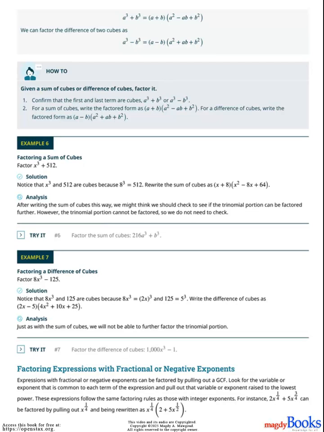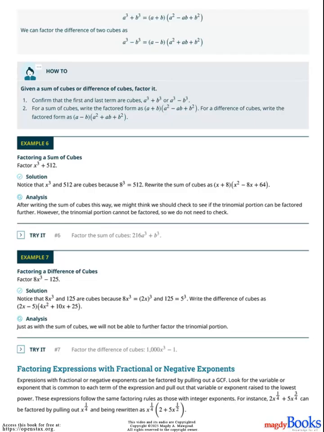We can factor the difference of two cubes as a cubed minus b cubed equals (a minus b) multiplied by (a squared plus ab plus b squared).